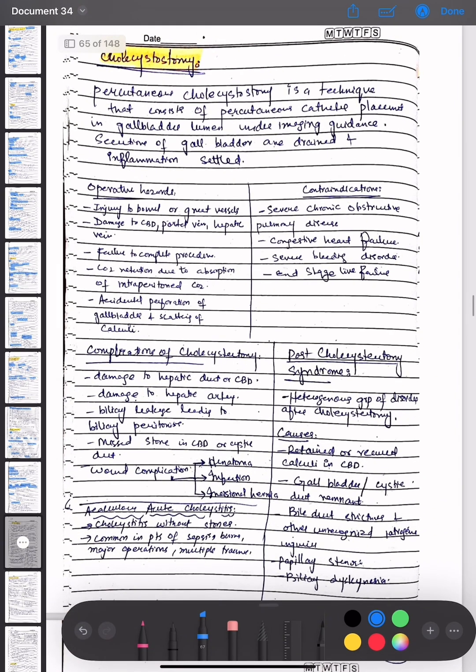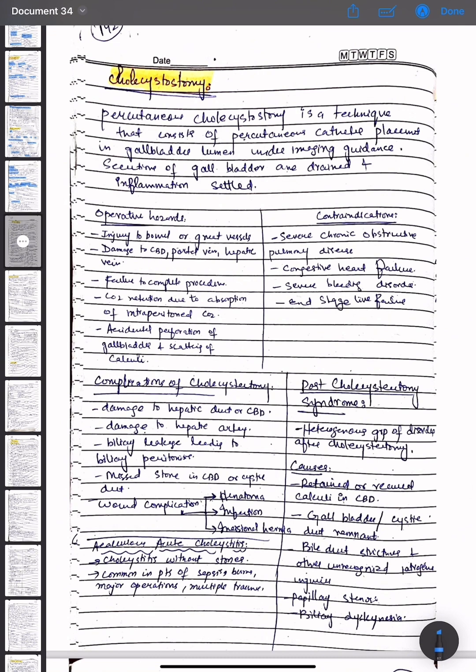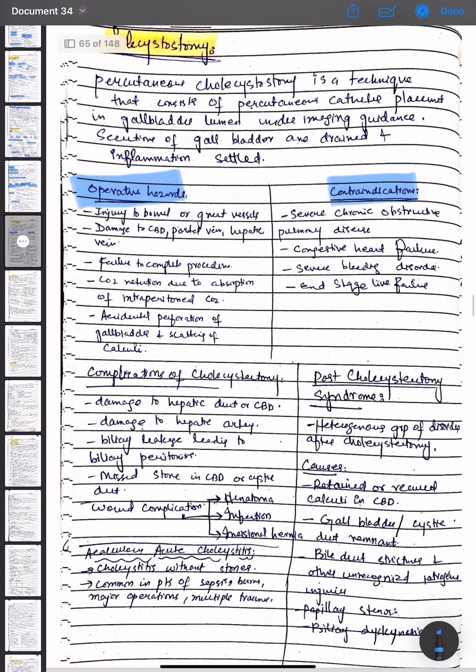Now coming towards cholecystostomy. Percutaneous cholecystostomy is a technique that consists of percutaneous catheter placement in the gallbladder lumen under imaging guidance. Secretions of the gallbladder are drained and inflammation is settled. There are operative hazards and there are contraindications. The operative hazards are injury to the bowel or great vessels, damage to the common bile duct, the portal vein, the hepatic vein, failure to complete the procedure, CO2 retention due to absorption of intraperitoneal CO2, accidental perforation of the gallbladder, and scattering of the calculi. The contraindications are severe chronic obstructive pulmonary disease, congestive heart failure, severe bleeding disorders, and end-stage liver failure.